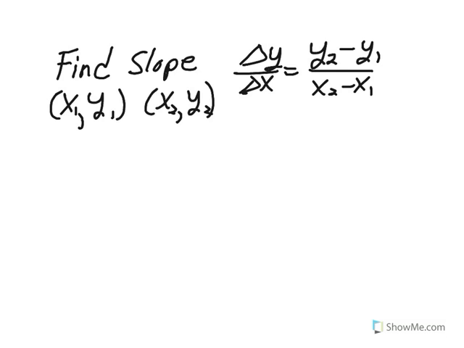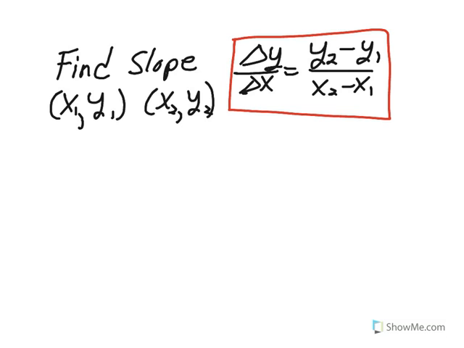Given 2 points, x sub 1, y sub 1, and x sub 2, y sub 2, in order to find the slope, we follow this equation. Slope, or delta y over delta x, rise over run, is equal to y sub 2 minus y sub 1 over x sub 2 minus x sub 1, the change in y divided by the change in x.